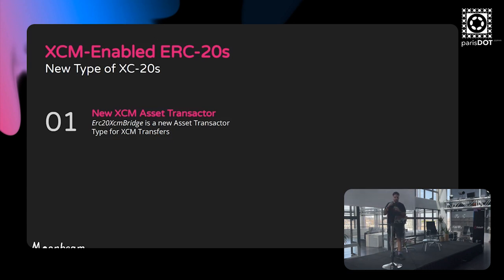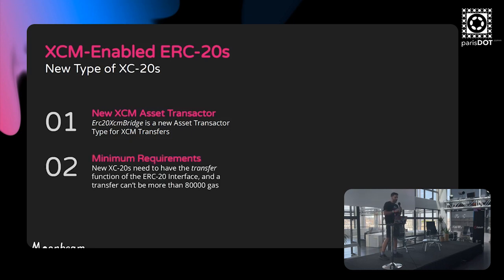So basically, if you're familiar with XCM, there's something called the asset transactor. And the asset transactor will basically say, okay, if you want to transact an asset, which type of thing are you going to use? Are you going to use a typical Substrate asset transactor? In this case, we introduced one called the ERC-20 XCM bridge transactor. It's just a fancy name. You don't really have to understand it from a practical perspective.